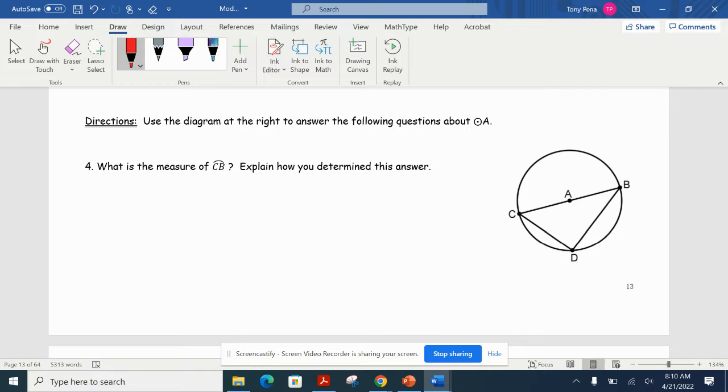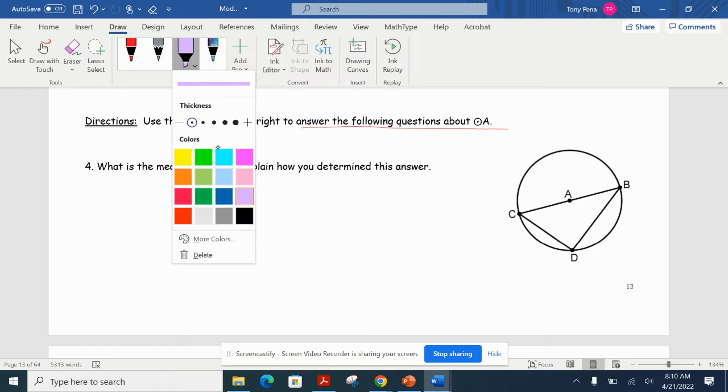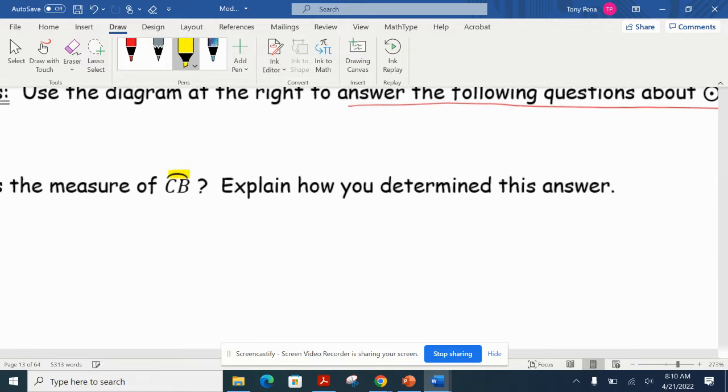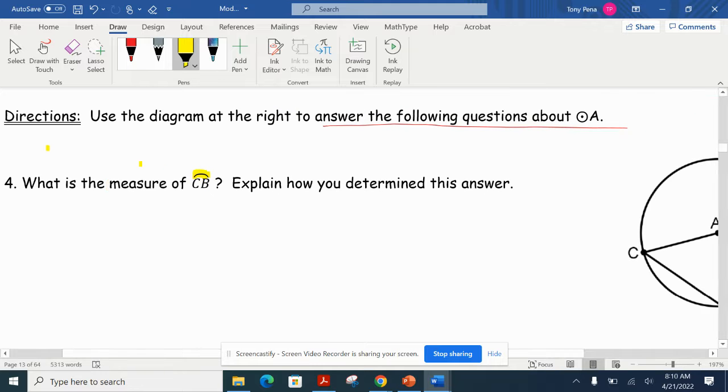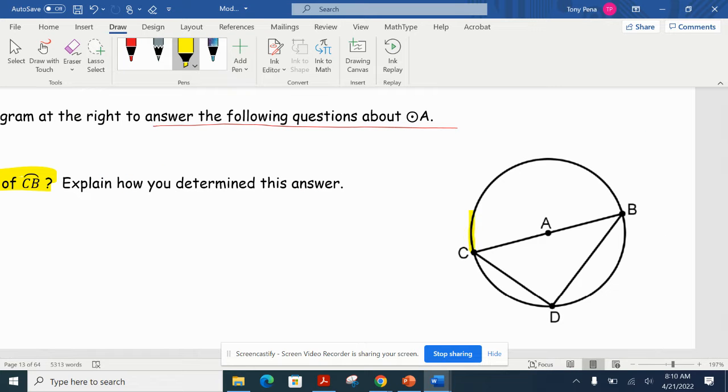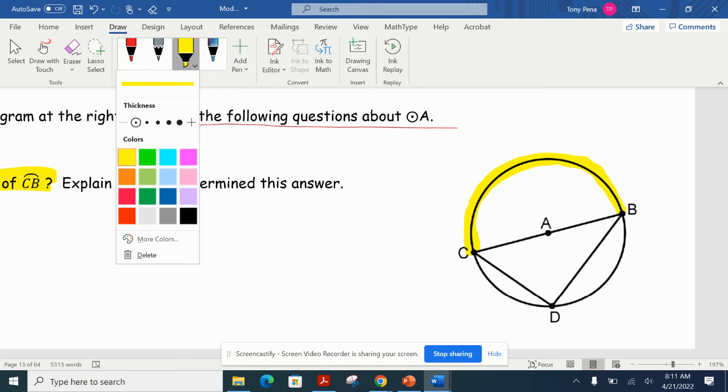It says, use a diagram to the right to answer the following questions about circle A. The first question is, again, this is an old definition from last week. When you see this arc above CB, what that is asking you to do is find the measure of arc CB. That is this here. How many degrees does this arc comprise? So if this is like a pizza, a pie, and we're asking what degree measure does this have to be?